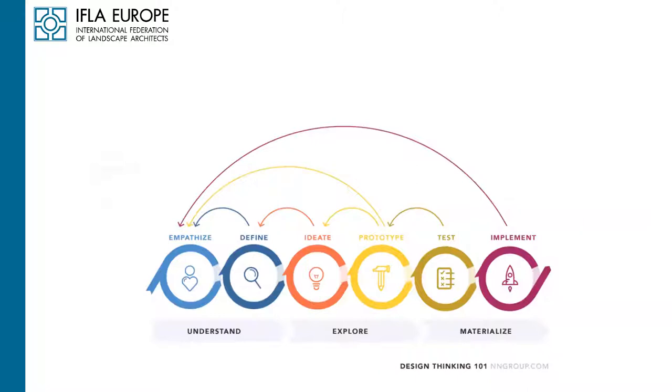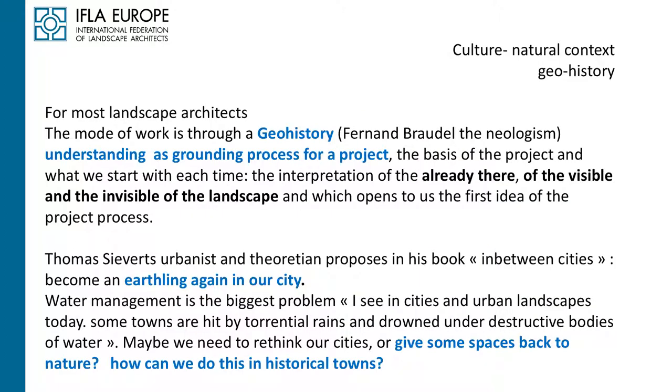We like from the designers how they think about how you can make a prototype and test. Girona for sure has been done through the initiative of one person, through his research and practice-based research, testing, and showing that it can be taken over by the locals to maintain it, but also make it livable. For most landscape architects, this geohistory way of doing is a way to start and understand what is already there, the visible and the invisible of the landscape, and open the first ideas.